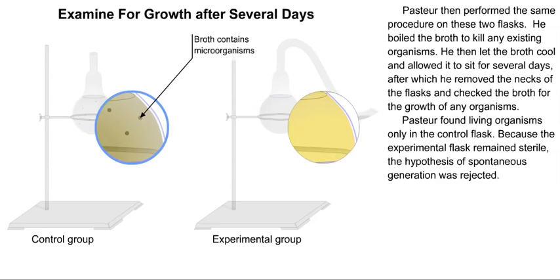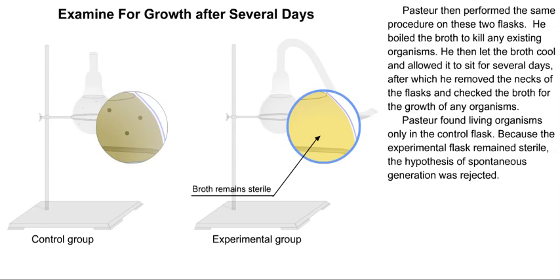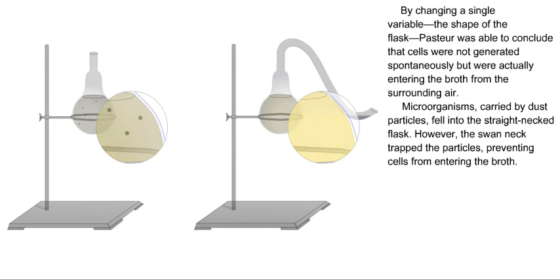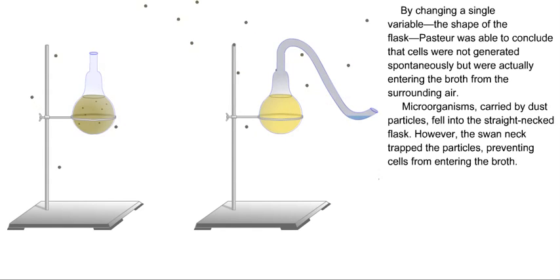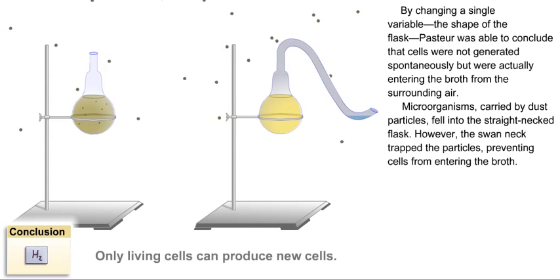Pasteur found living organisms only in the control flask. Because the experimental flask remained sterile, the hypothesis of spontaneous generation was rejected. By changing a single variable, the shape of the flask, Pasteur was able to conclude that cells were not generated spontaneously, but were actually entering the broth from the surrounding air.